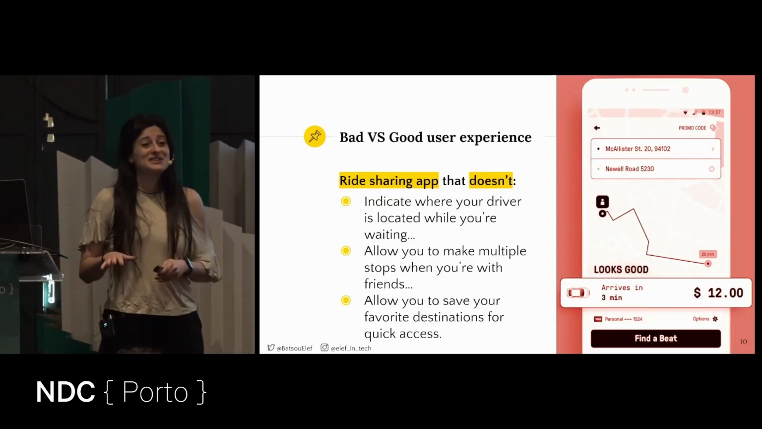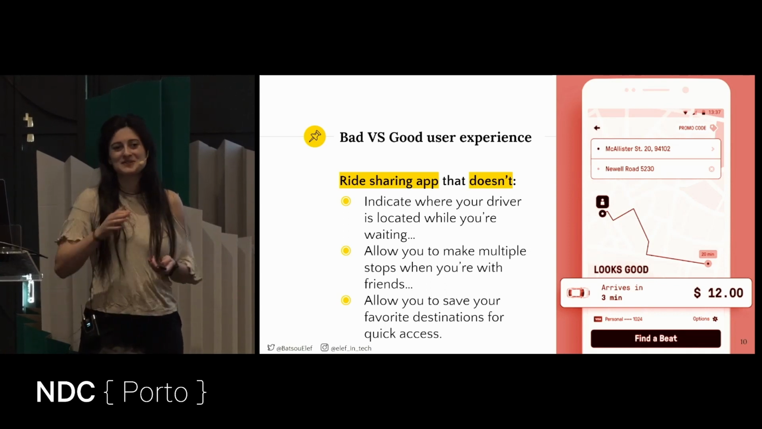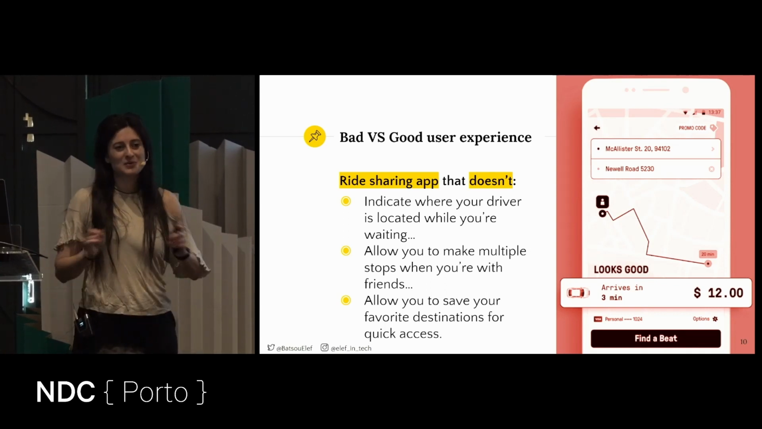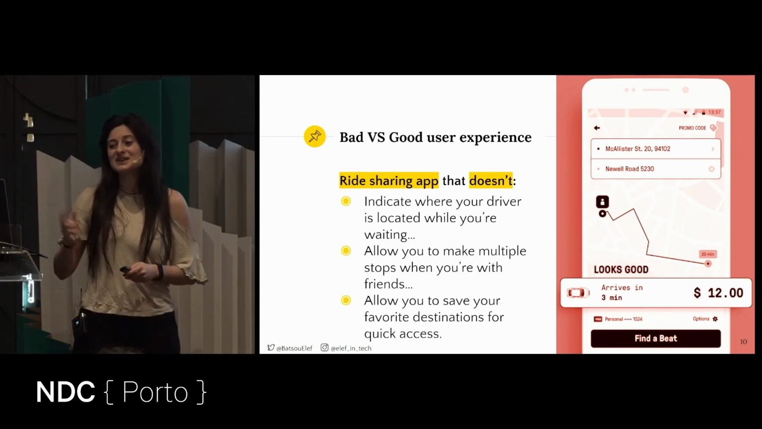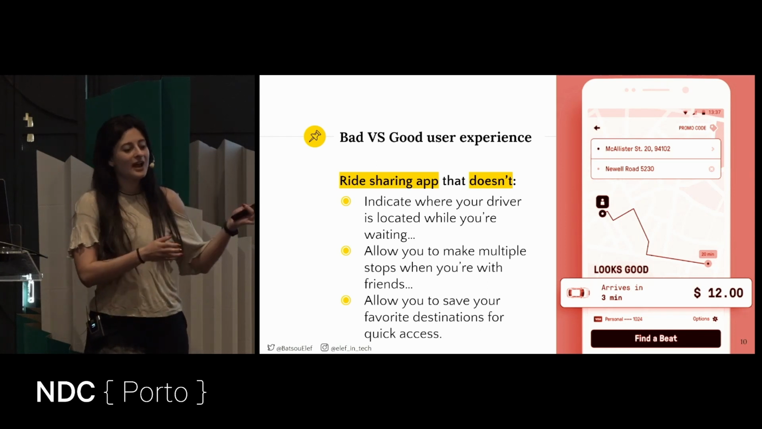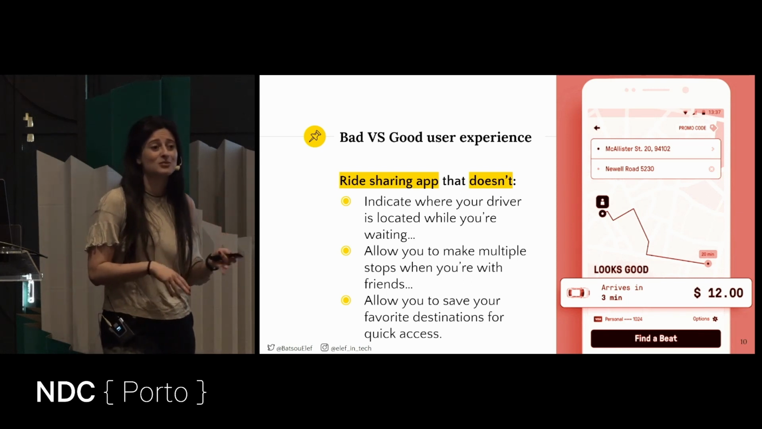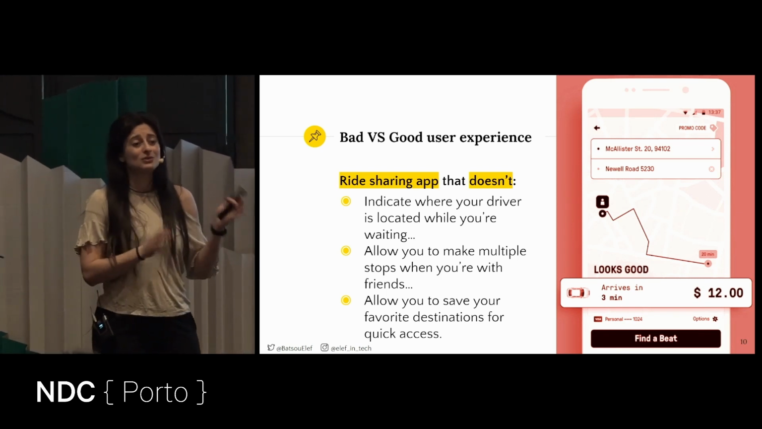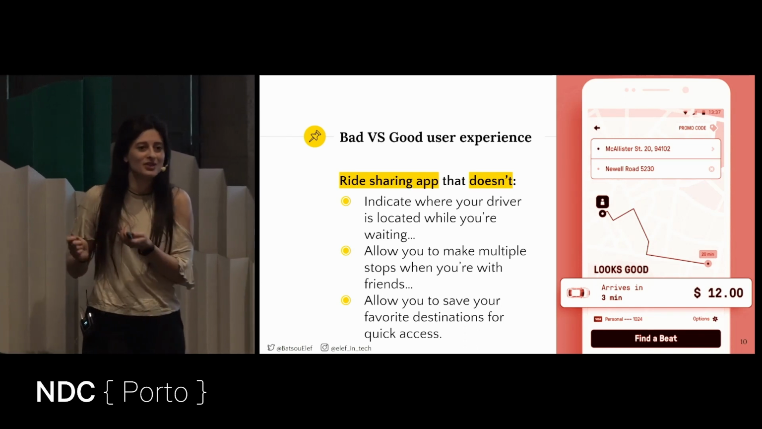So I will give you a short example here, and everyone will be able to understand it because it's very simple, but I will explain why I'm giving this example. So imagine a ride-sharing app. Would you prefer an app that doesn't allow you to save your favorite destination, that doesn't show you in real time where your driver is or where you are located, doesn't allow you to pay with cards?